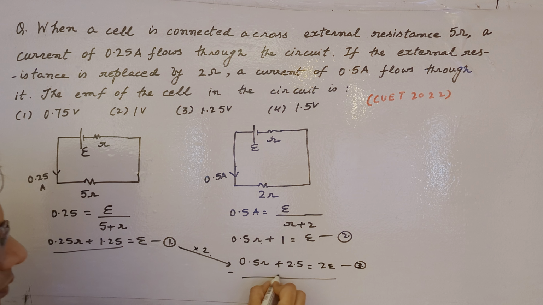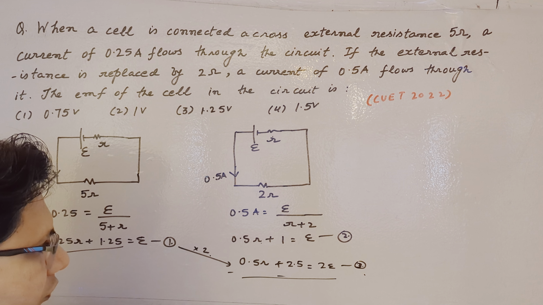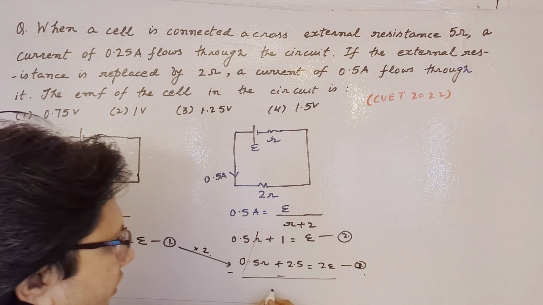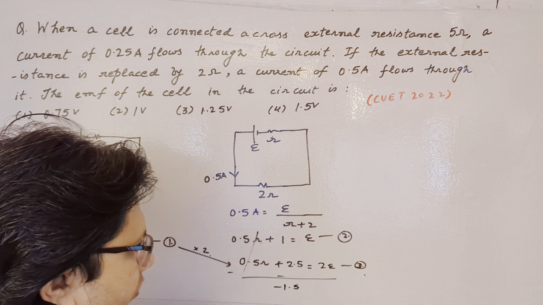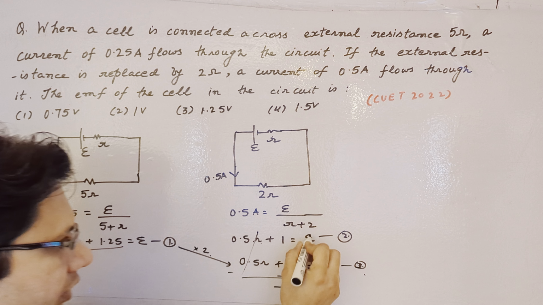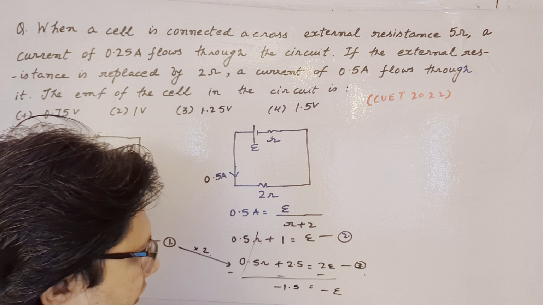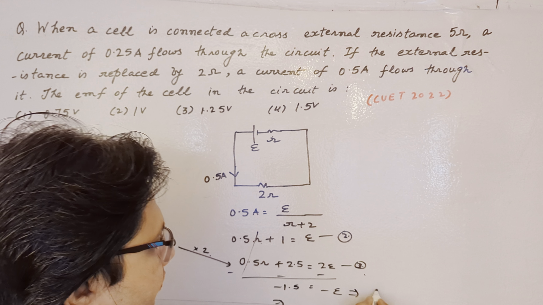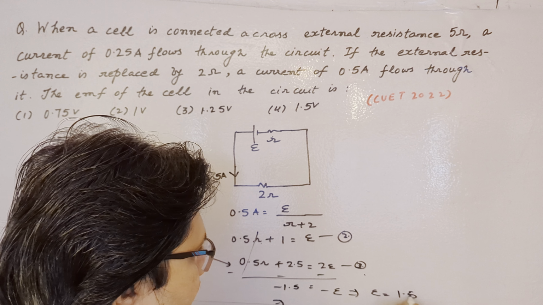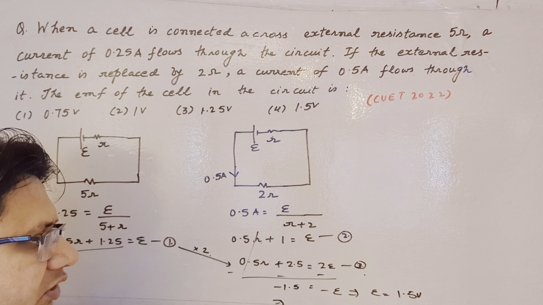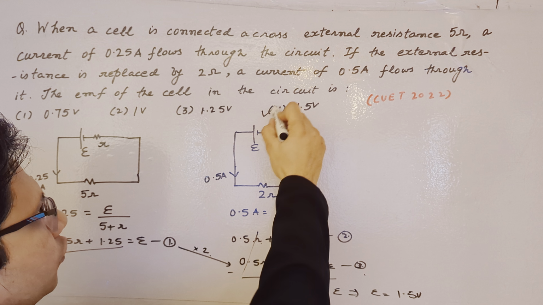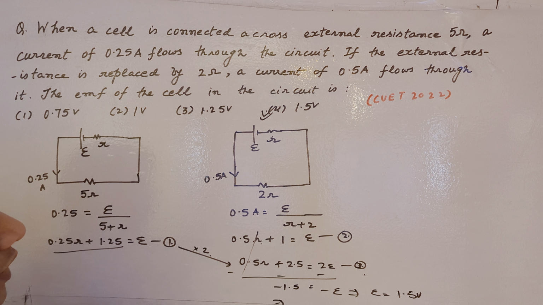Now subtracting equation 3 from equation 2, the 0.5 r cancels. 1 minus 2.5 becomes minus 1.5, and E minus 2E becomes minus E. So the EMF becomes 1.5 volts. So the answer is 1.5 volts. EMF is 1.5 volts, so option 4 is correct here.